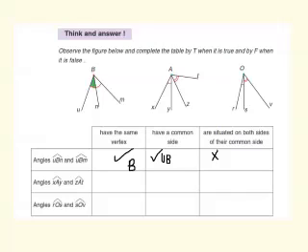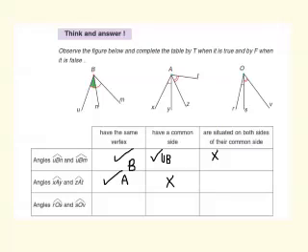Look at the second figure. We have XAY and ZAT. Do they have the same vertex? Yes, they have the same vertex, which is A. But do they have a common side? They don't have a common side. So we cannot say that those two angles are adjacent.